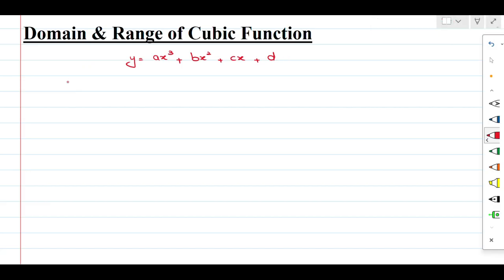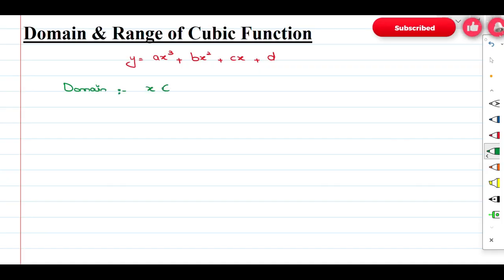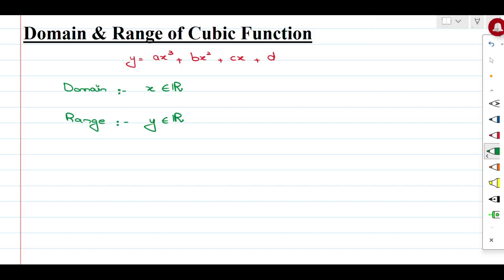For every cubic function, domain deals with the x value, which is all real numbers, and range deals with the y value, which is all real numbers. For every cubic function, domain and range is the set of all real numbers, like we did in the linear function.